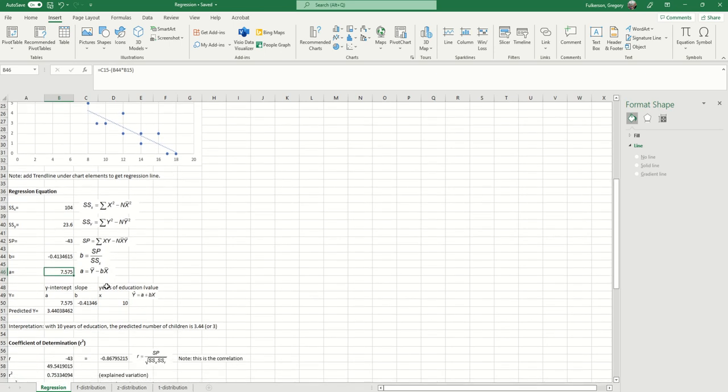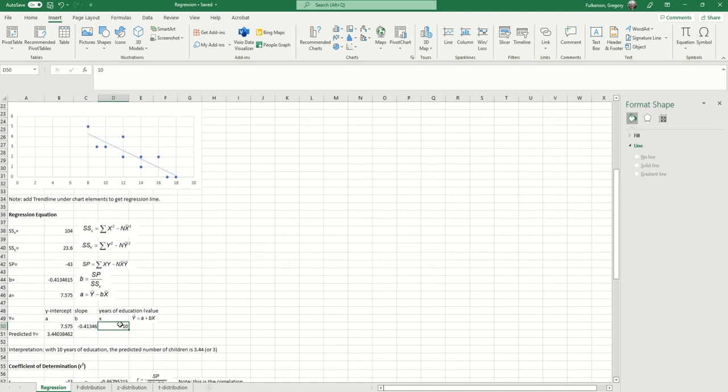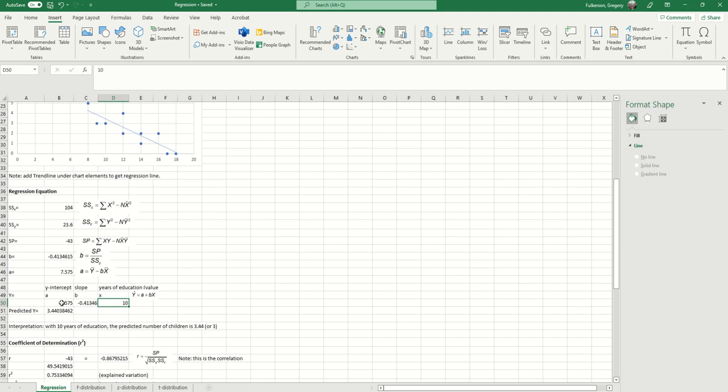Once we know the slope and the y-intercept, we can use that information to make predictions. And that's what this area right here is set up to estimate predictions of y based on a value of x. So if a couple has 10 years of education, with our y-intercept of 7.5 and our slope of negative 0.416, we created an equation in this predicted y cell. So it's B50, which is A, 7.5, plus C50 times D50, so B times X. So negative 0.4 times 10. So in other words, if a couple has 10 years of education, we predict they will have 3.4 kids. Of course, you can't have a fraction of a kid, so really we just predict 3 kids.